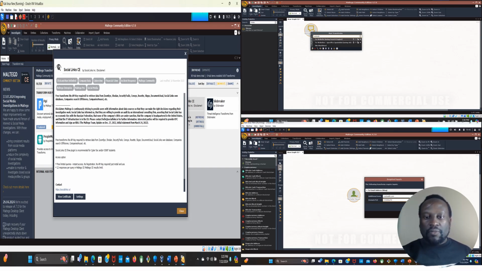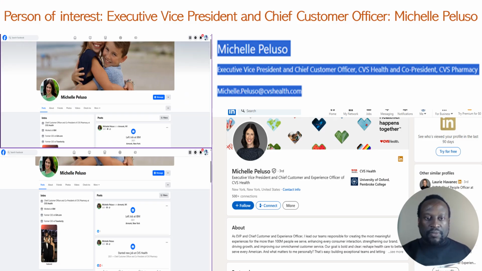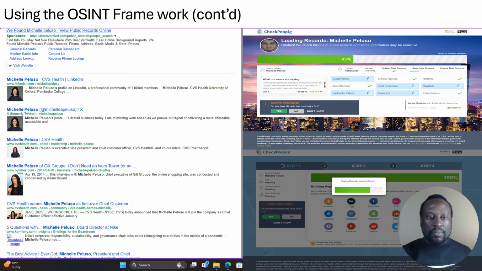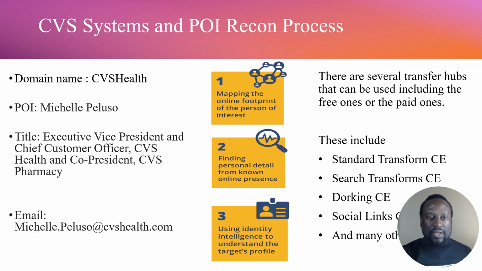This is some of the scanning that was performed through Maltego, Facebook, and osintframework.com. The information gathered were the domain name, the person of interest, their position, their email, and there are several transfer hubs that can be used, including the free ones or the paid ones on the Maltego software.